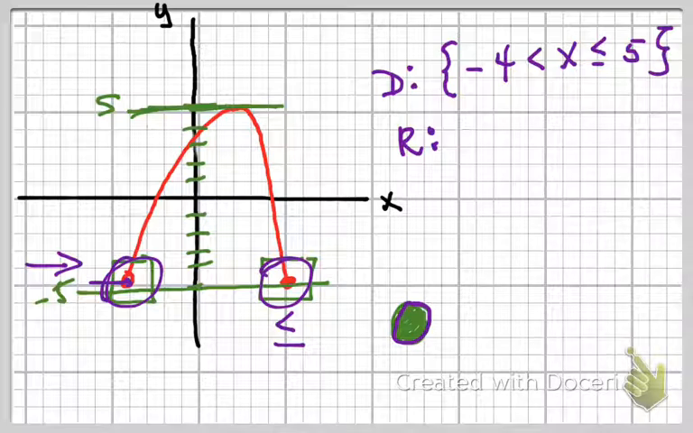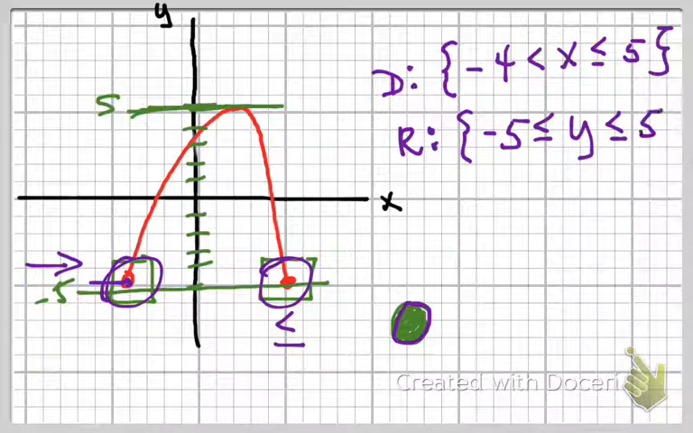So we have to include that point. So we start with the lowest, which is going to be -5, and we're going to say less than or equal to, and then it's going to be y because we have range, which is less than or equal to 5. And the reason why it is less than or equal to 5 is because the line's touching at 5.